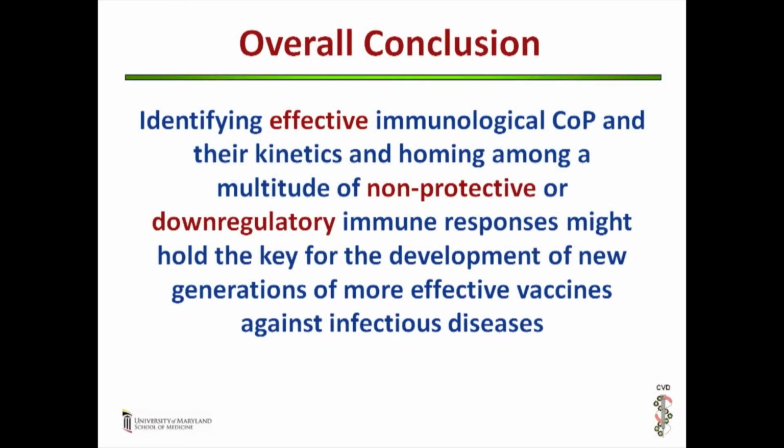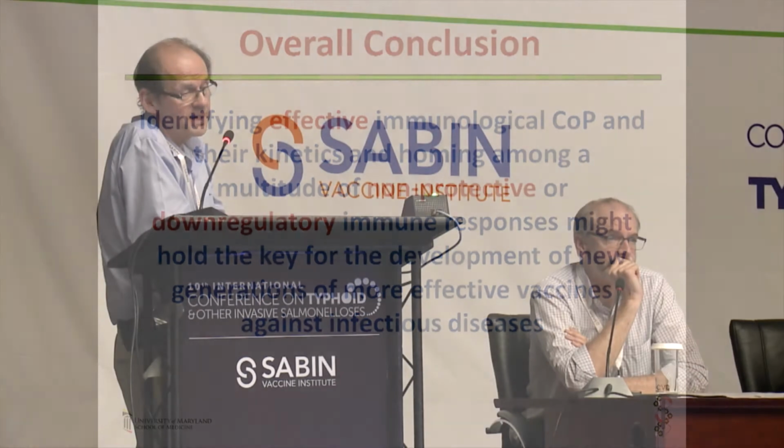Identifying the correlate of protection is critical. We need to dissect what is happening between the non-protective or downregulatory immune responses and the ones that are actually effective. Because if Salmonella Typhi is one thing, it's a stealth organism. It loves to hide from the immune system inside macrophages and many other cells. And that is critical because those mechanisms of protection, from the point of view of the bug, are very difficult to overcome by the host.